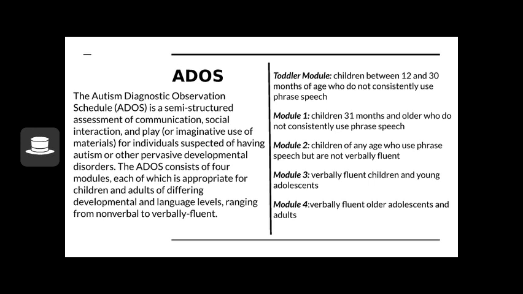So the toddler module is given to children who are over the age of 1 and below the age of 3. And modules 1, 2, and 3 are generally for school age children who are in either early intervention programs or elementary school. Modules 3 and 4 are for middle school and older, and for highly verbally fluent children. And for module 4, adults can be assessed using this module.